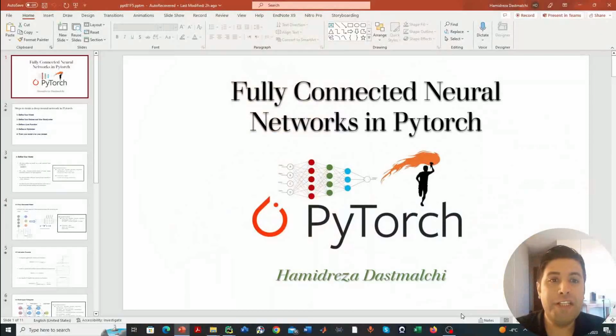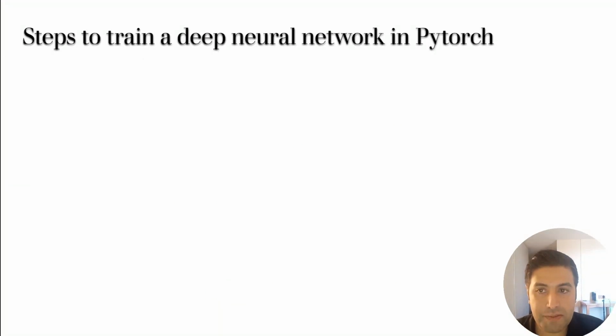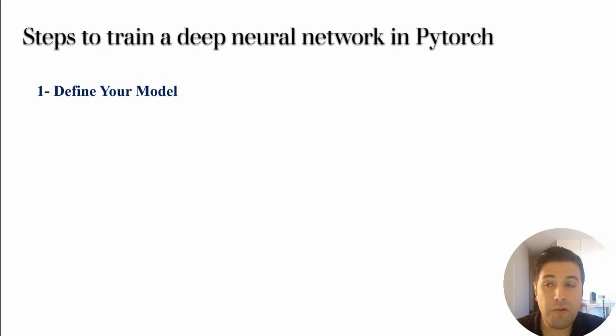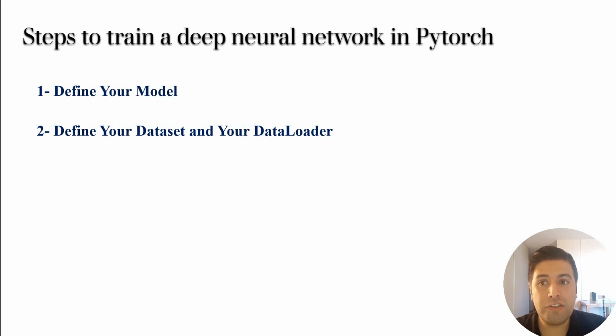In this session, we are going to talk about fully connected neural networks in Pytorch, how to write a deep neural network in Pytorch. And to start with, we will start from fully connected neural networks. In order to train a deep neural network in Pytorch, we must take some steps. First of all, we must define our model. In order to define our model, we must write the corresponding class, and then we must define our dataset and our Dataloader. The datasets and Dataloader were fully discussed in the previous sessions.